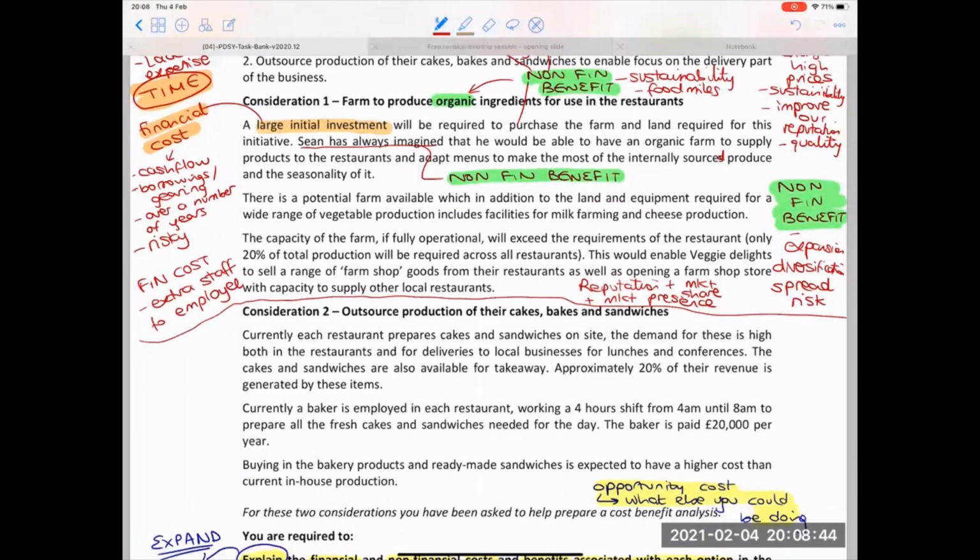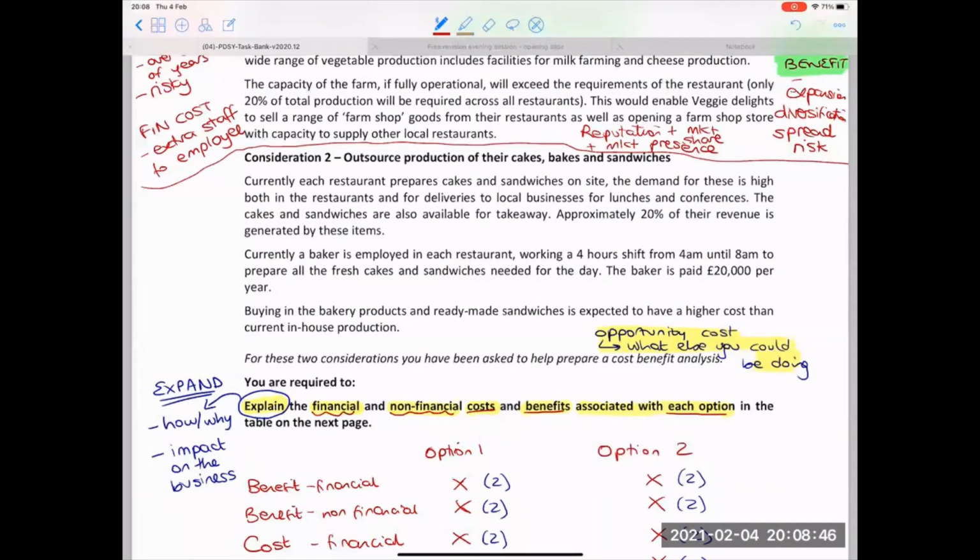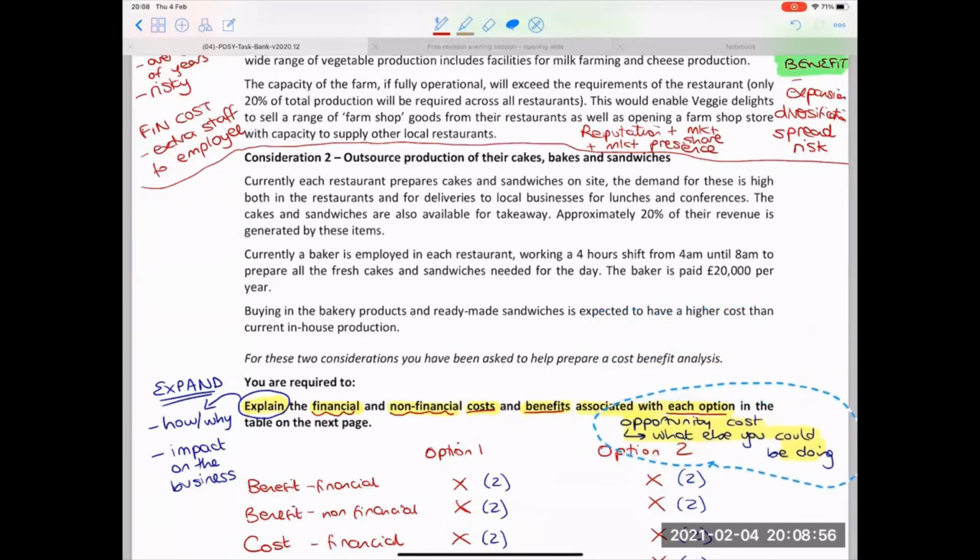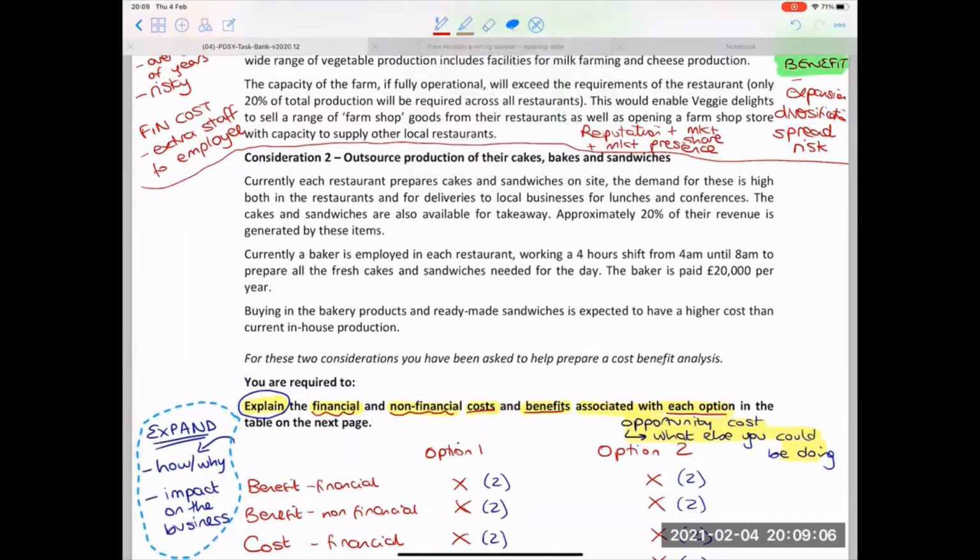Right, this second one. Consideration 2. Outsource the production of cakes, bakes and sandwiches. This seems like a smaller option, and that's not always a bad thing, is it? Less risky, probably. I'm just getting myself a little bit of space. Move this down. This is a cool thing the iPad can do. Right, so consideration 2. Outsource production.